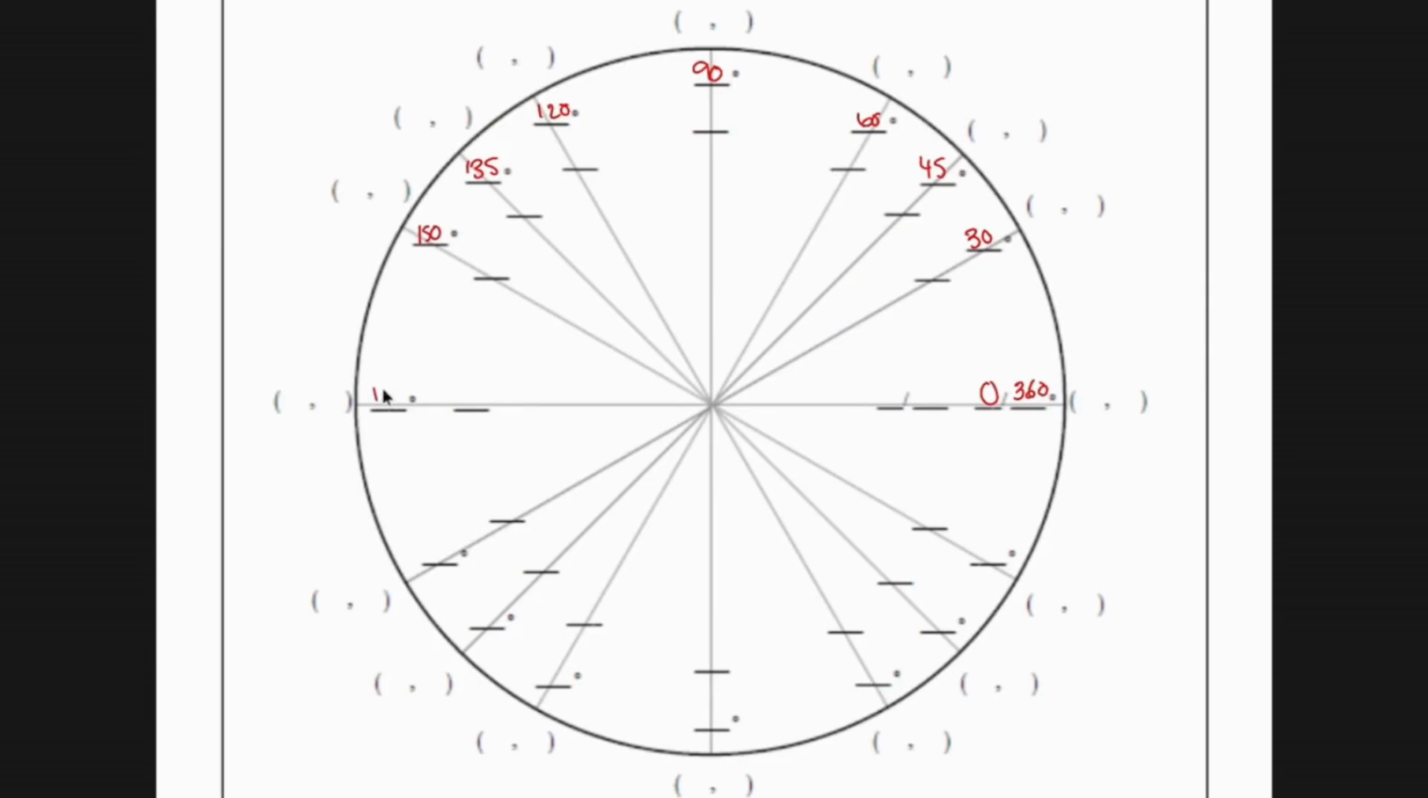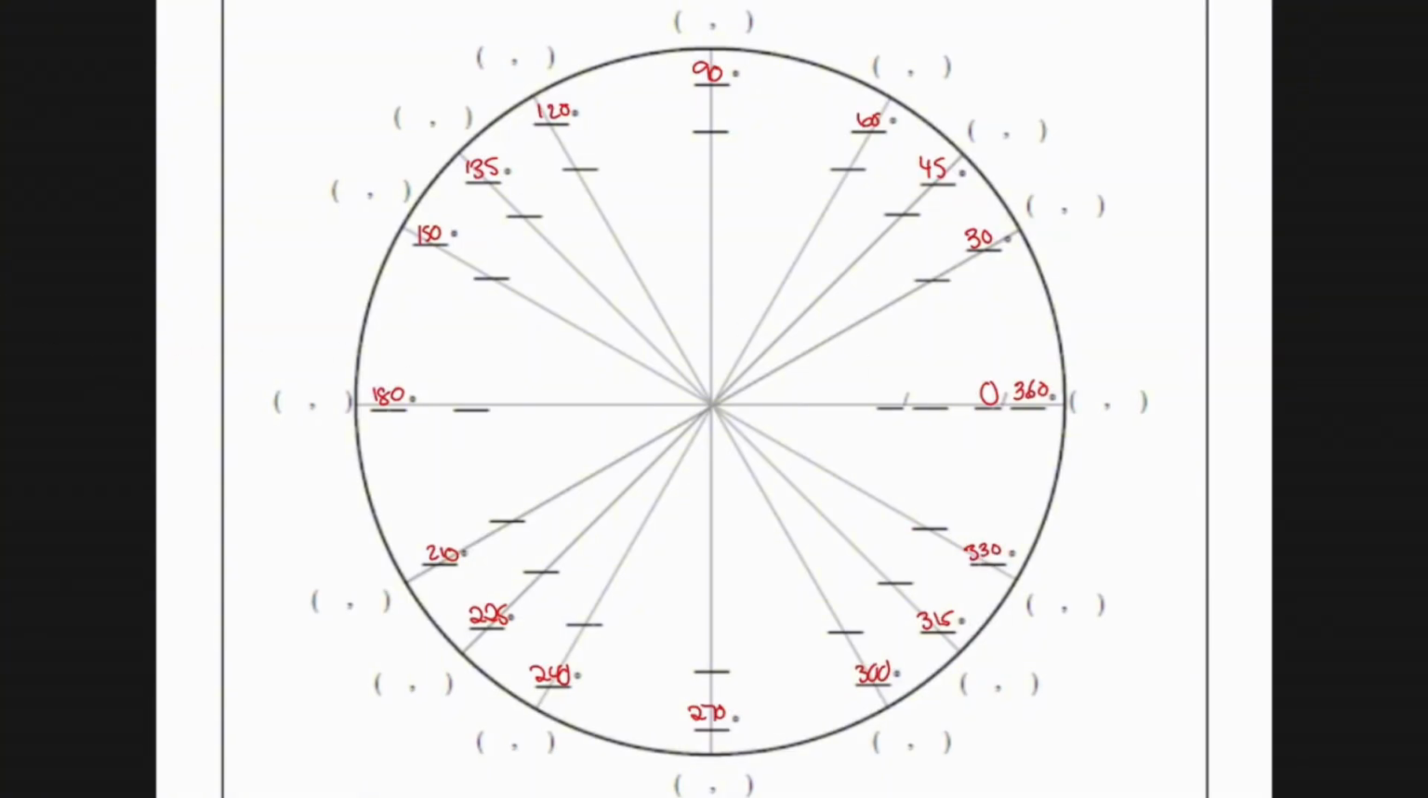On the other side, you're at 180. And then you're at 30 more than that, so 210, 45 more than that, 225, 60 more than 180 is 240. Over here you're at 270, then 300, which is 30 more than that, 45 more than that is 315, and 60 more than that is 330.